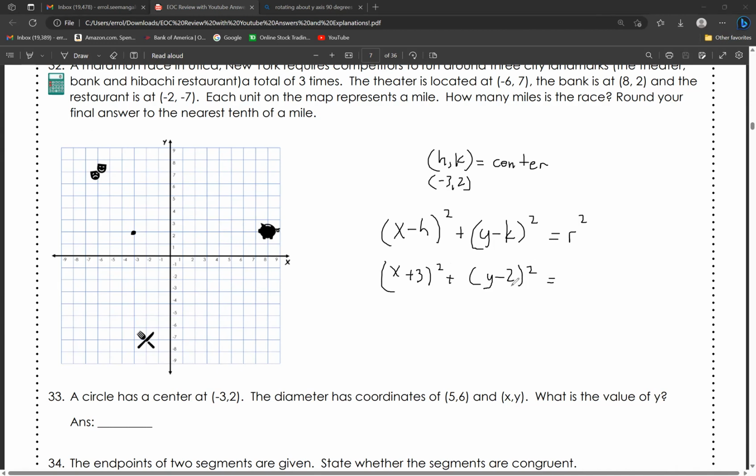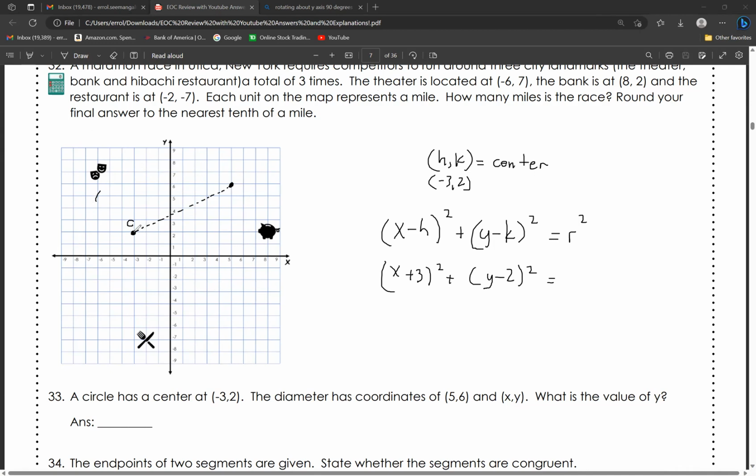And what we do have to do is find the radius here. Okay, so there's our center right there. The diameter has coordinates of (5, 6). So where's (5, 6)? (5, 6) is right here. So the diameter has coordinates of (5, 6) and (x, y). What is this distance called right here? This is the center, and this is the edge. I didn't draw it too well, but it's the edge.